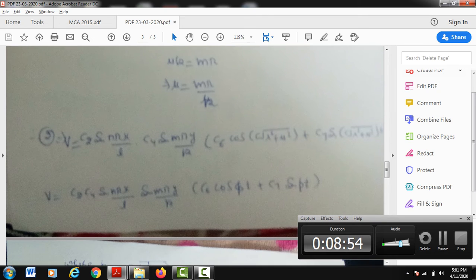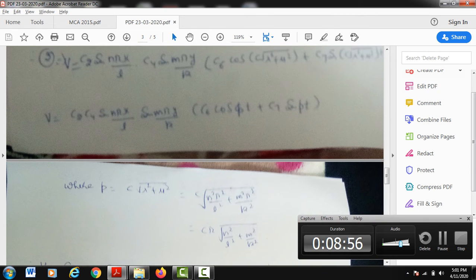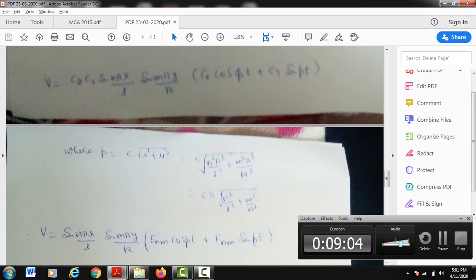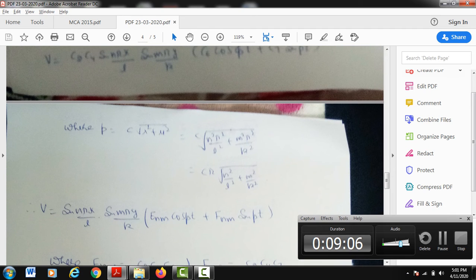P I am taking as c under root lambda square plus mu square. Students, we have recently calculated the values of lambda and mu over here. So I am putting the values of lambda and mu. Lambda is n pi over L and mu is m pi over k. So lambda square becomes n square pi square over L square plus m square pi square over k square. I will take pi square as common. When it comes out from the under root sign, it will become c pi under root n square over L square plus m square over k square.